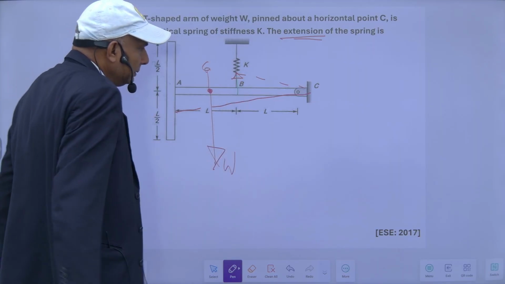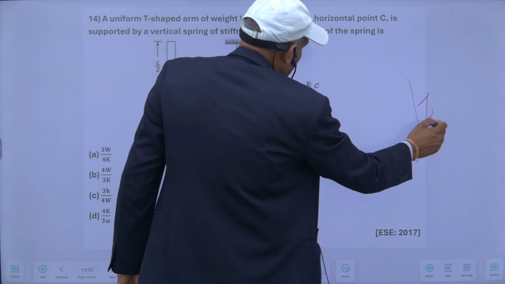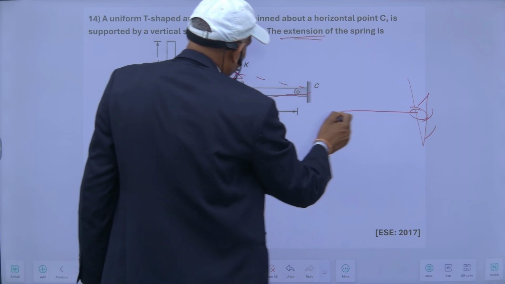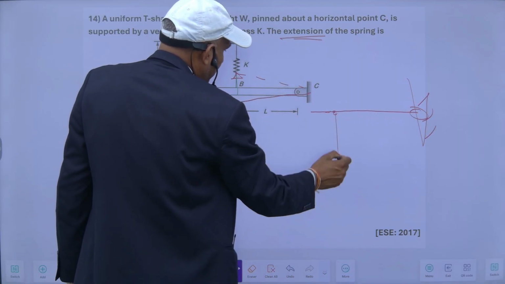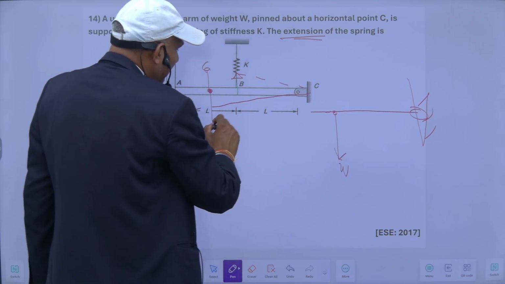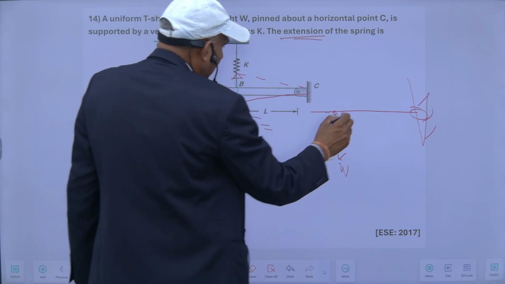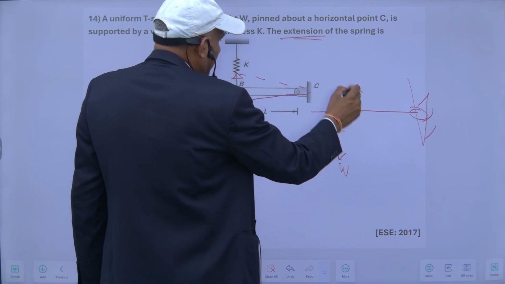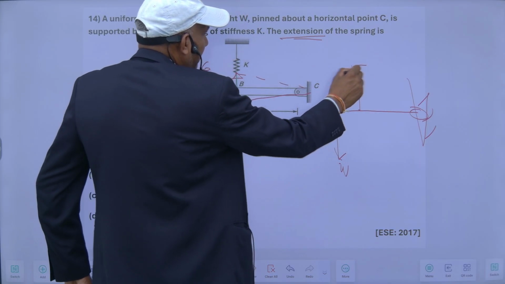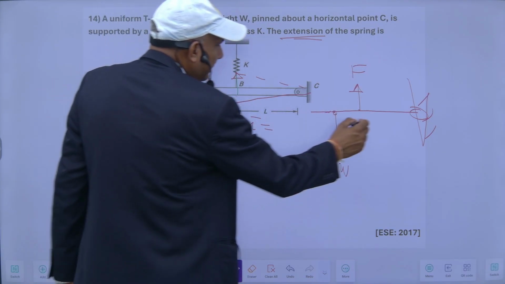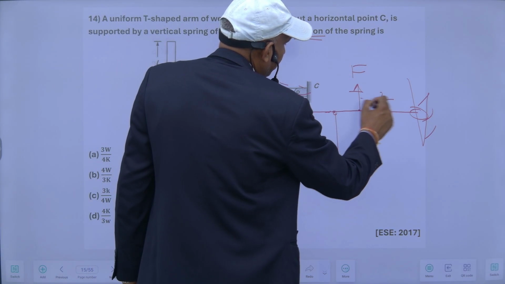So this spring will be like this. This is a hinged end. This is a weight W, which will act at the centroid, and suppose the force in the spring is P. This is acting at a distance L.